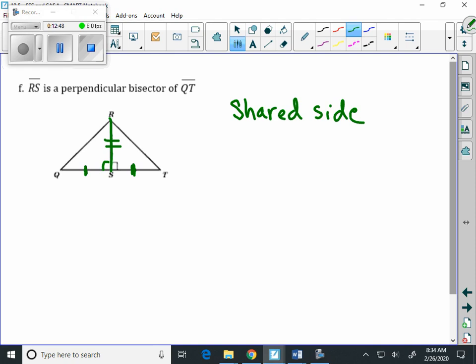So in terms of identifying whether this is side, side, side, or side, angle, side, again, what I want to stress is: is the angle included? Because that's important. We need to watch out for the included angle.